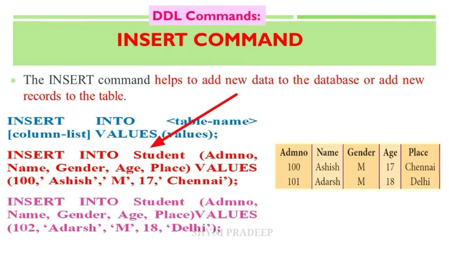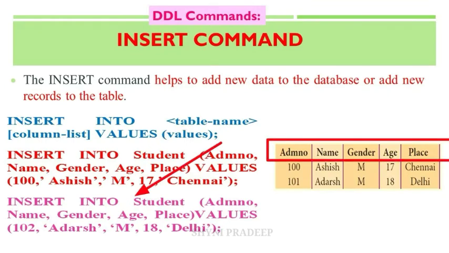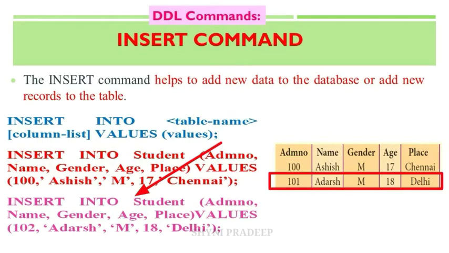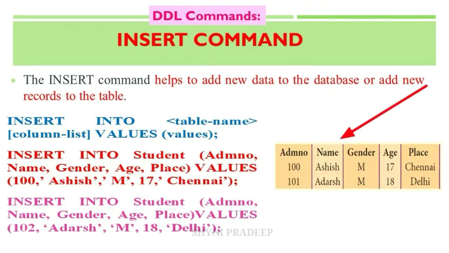And if you want to insert another data, you can write like this: insert into student. Student is the table name. Next, write the column list: admin number, name, gender, age, place. Next, values. Within the parentheses, write the values: 102, that is the admission number. Next, the name, M, this is the gender, age 18, place Delhi. See this table, this is the output.